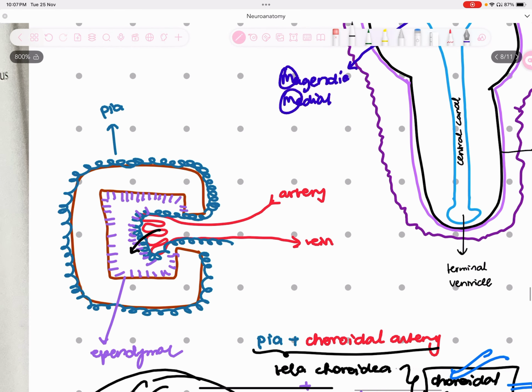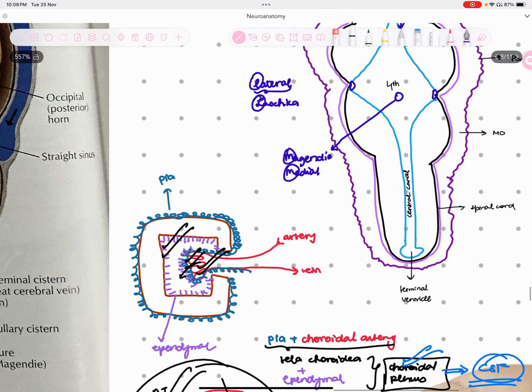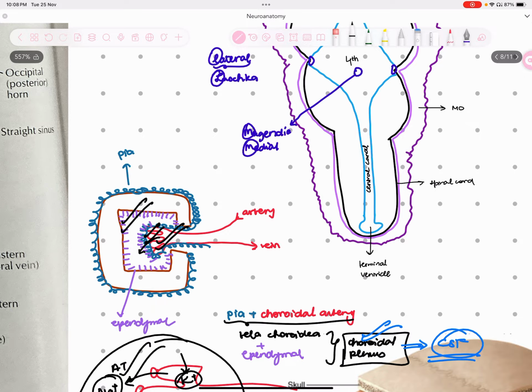So choroidal plexus. What is choroidal plexus? Tela choroidea plus ependymal cells. And what is tela choroidea? Tela choroidea is the blood vessel, which is the choroidal artery, and the pia mater, right? So all these structures collectively make the choroidal plexus, which helps in the production of the CSF.